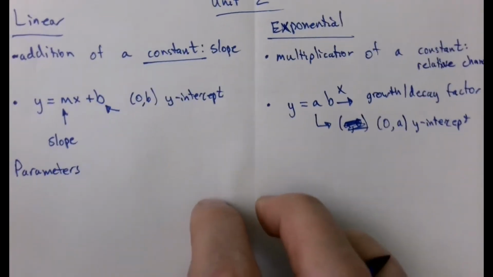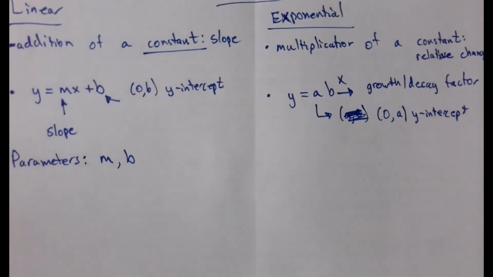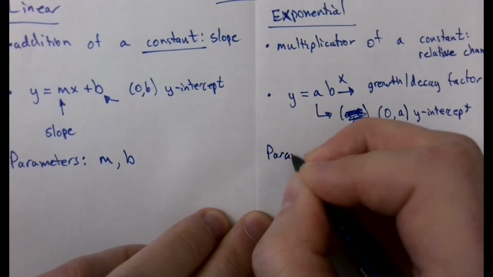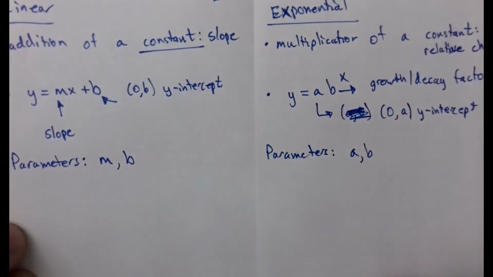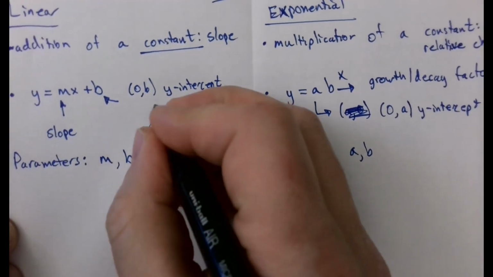Those are the coefficients in these cases. So for the linear equation, the two parameters you have to find numbers for are m and b. And for the exponential, the two parameters are a and b. That's just how we labeled it. So let's define those. We already did. b here is the y-intercept.